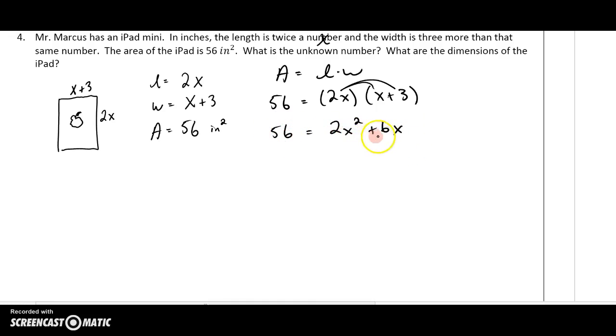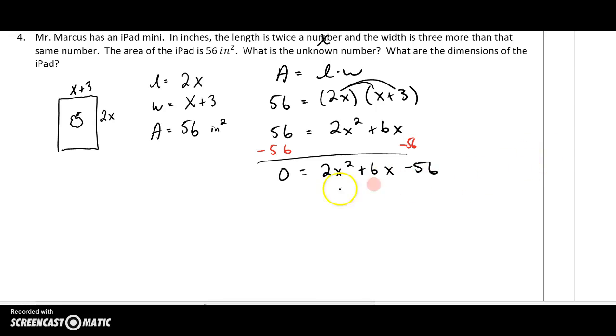Unfortunately, I can't go ahead and solve this because I've got x squares and x's, so I'm going to try to factor to solve. But if I'm going to try to factor this, I need this to equal 0, so I'm going to subtract 56 from both sides. When I do that, I now have 0 on that left side. I got 2x squared plus 6x minus 56.